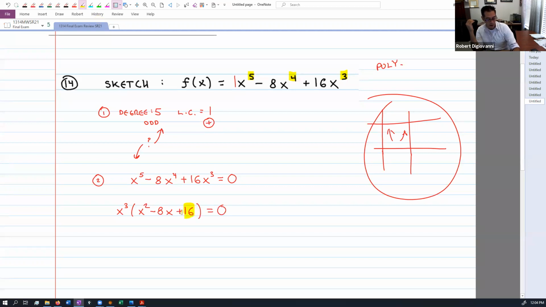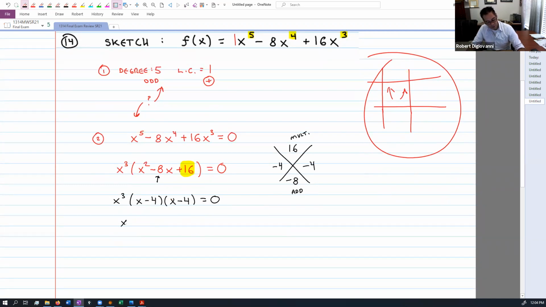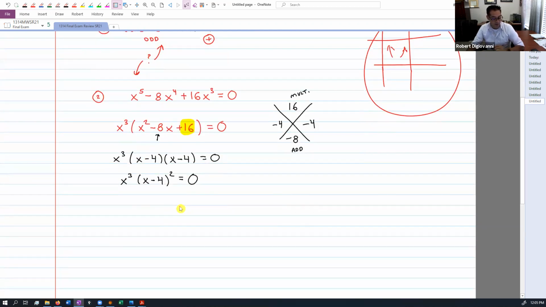So I take the number in the back, 16, and the number in front of the x, which is -8, and I come up with 2 numbers that multiply to be 16 and add up to be -8. My 2 numbers are -4, -4. So that means this turns into x cubed times x minus 4 times x minus 4 again. That's very important because watch my next line. It's going to be x cubed times x minus 4 squared, because there's 2 of them being multiplied. That's critically important because of the next step.